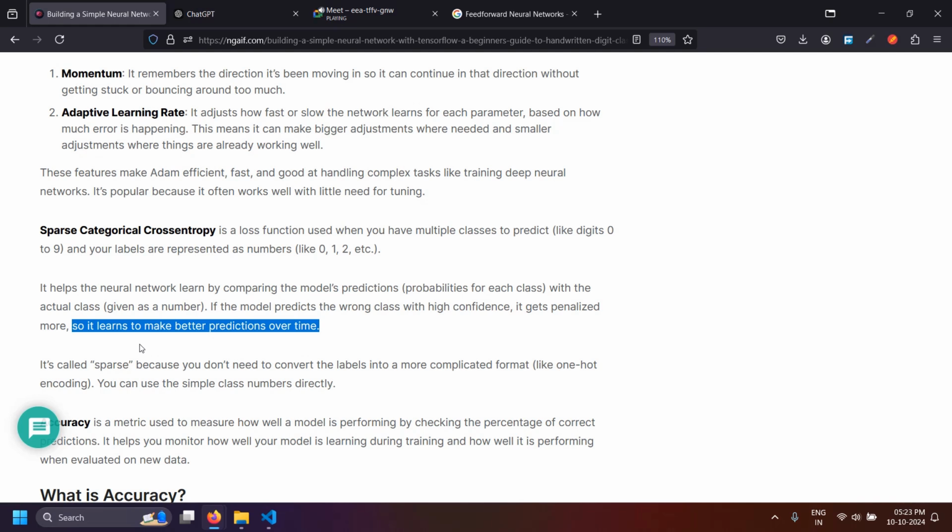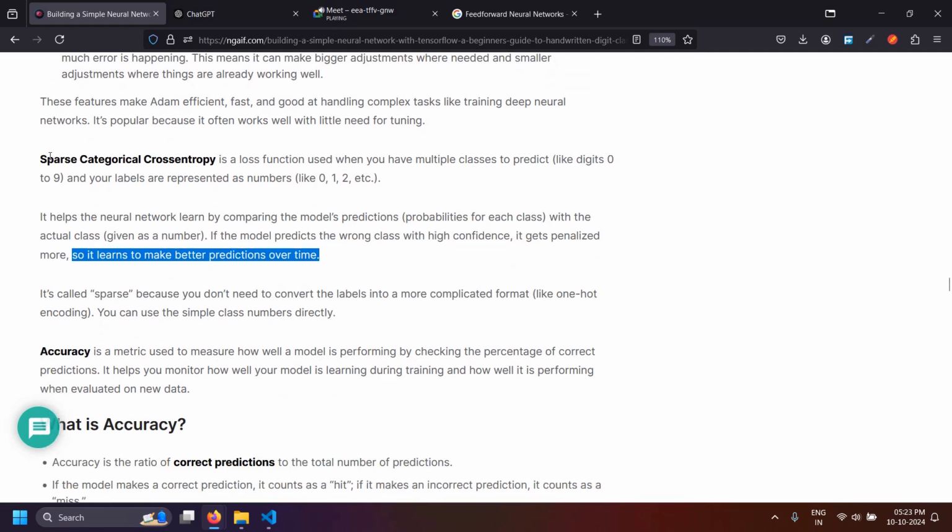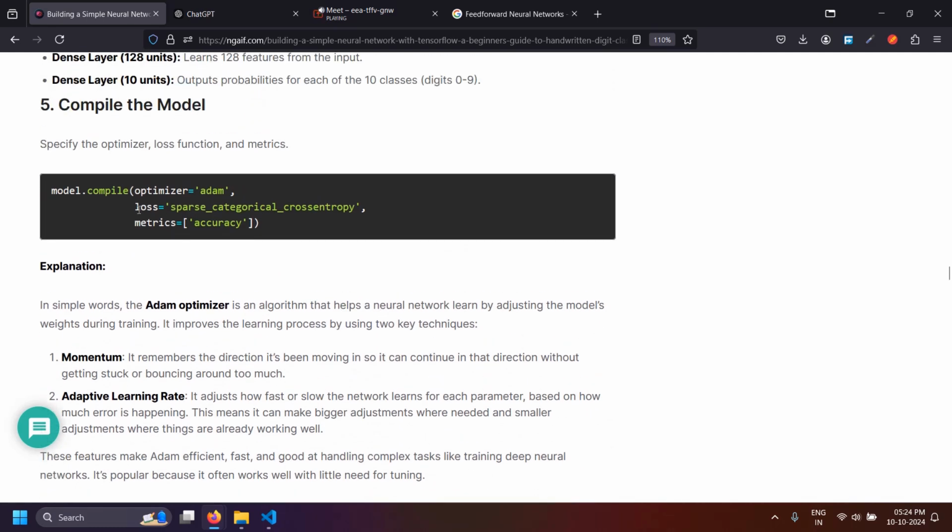So what this algorithm does is the exact same thing as a human brain. Why is it called sparse? Because you don't need to convert the labels into a more complicated format. You can use the simple class numbers directly. Look at this one, you can pass the class numbers directly. This is the reason for sparse. If you are working with numbers, then you can go for this loss function.